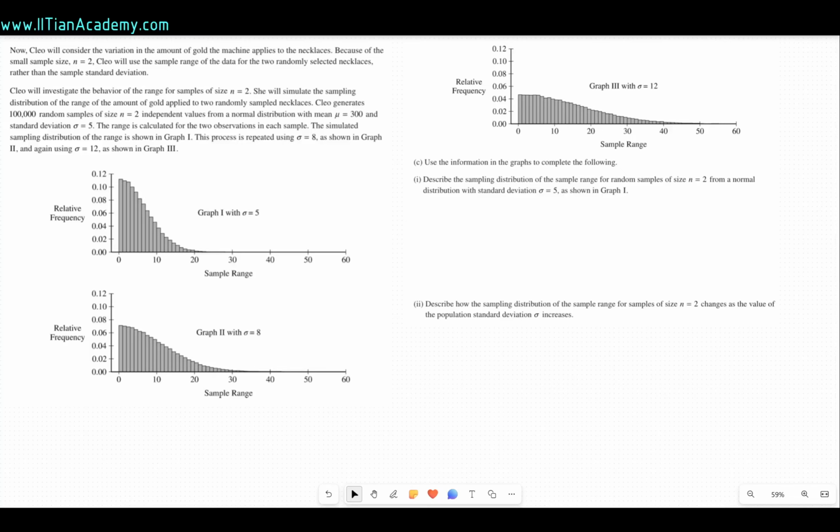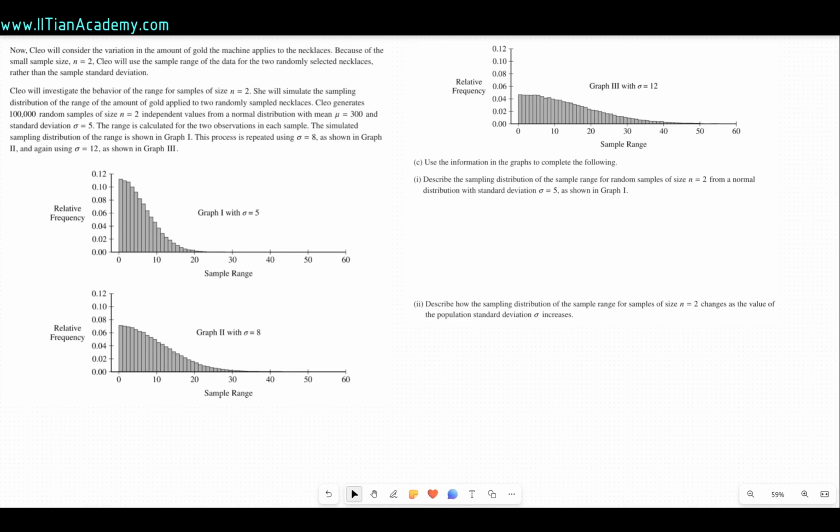So in part C of this question, we have Clio now considering the variation of amount of gold the machine applies to the necklaces. Because of the small sample size, Clio will use a small sample range of the data for the two randomly selected necklaces rather than a sample standard deviation. We're told Clio investigates the behavior of a range of samples for size n equals 2, and she will simulate the sampling distribution of the range of amount of gold applied on two randomly sampled necklaces.